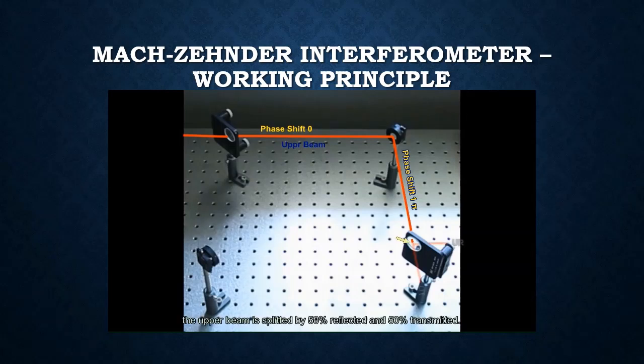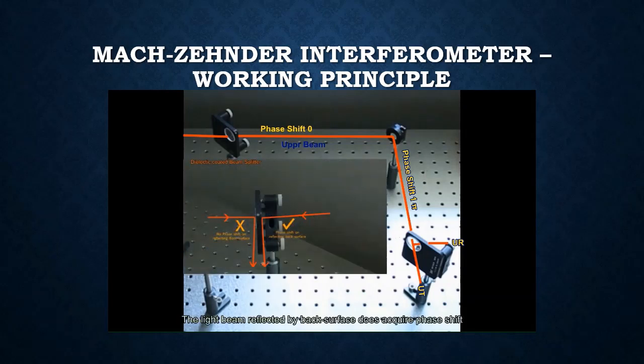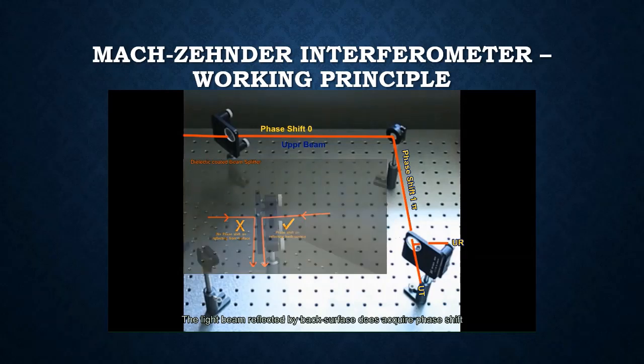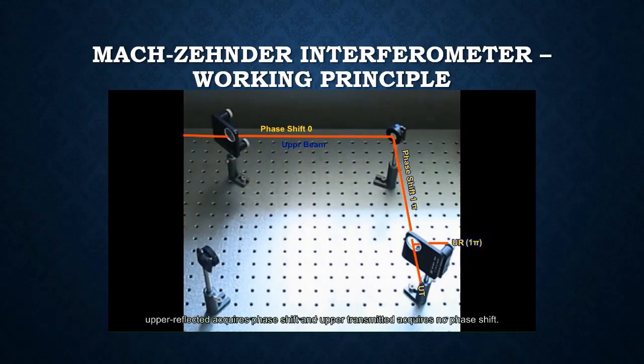First of all, consider only the upper beam. The upper beam is split, with 50% reflected and 50% transmitted. The light beam reflected by the back surface acquires a phase shift, while the upper transmitted beam acquires no phase shift. So this is the upper beam condition. Here the transmittance and the reflectance are equal, so the upper transmitted beam has a phase shift of 1 pi.